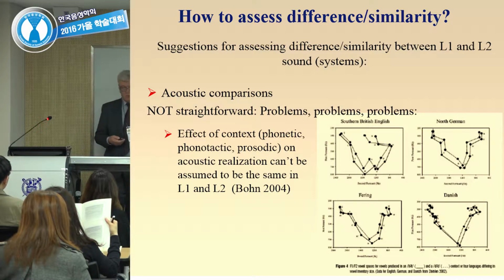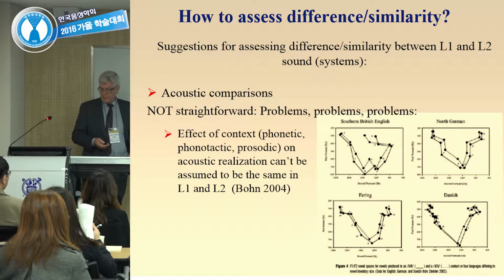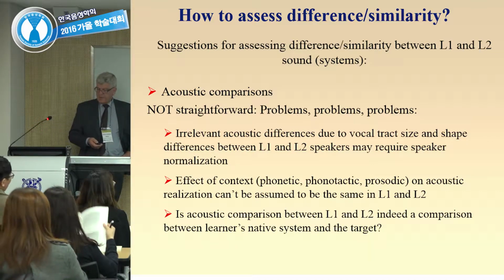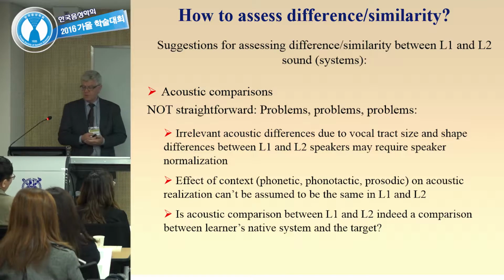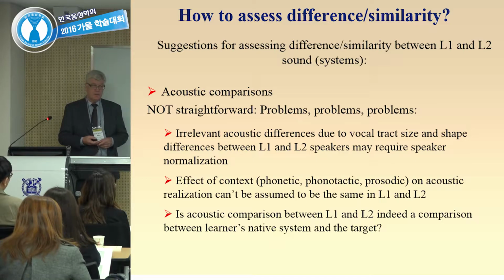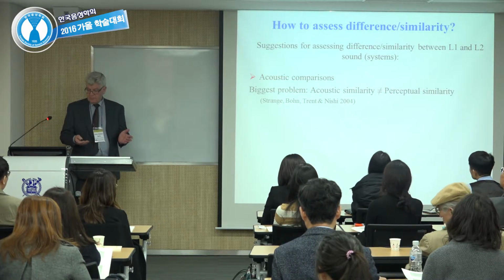And this is also something that learners have expectations about when they learn a second language, expectations that are formed by their first language. So acoustic comparisons present problems because irrelevant acoustic differences due to vocal tract size and shape may require speaker normalization. The effect of context is difficult to adjust. And then we may ask the question, and that is really the most, as you will see, damaging question: is acoustic comparison between first and second languages indeed a comparison between the learner's native system and the target? Okay, and that is a major problem.